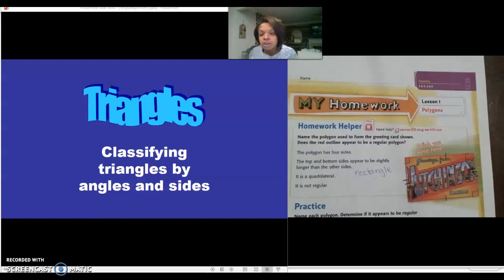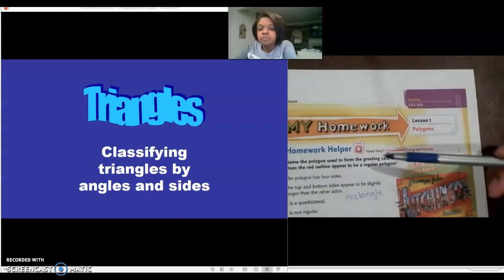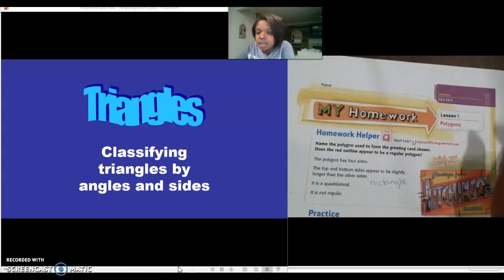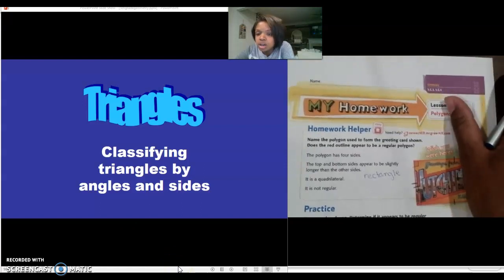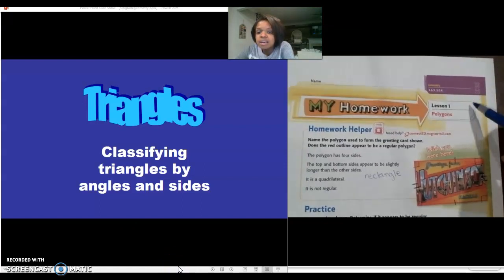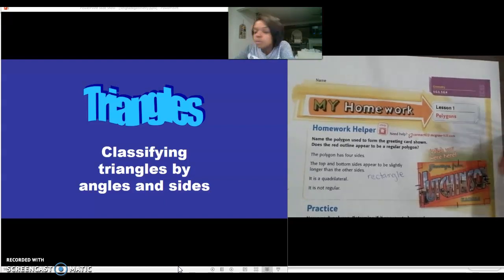Make sure you grab this paper and put it in front of you so that we can go over it together. Alright, so let's look at it. At the top it says, name the polygon used to form the greeting card shown. Does the red outline appear to be a regular polygon? Okay, so let's see. We know that a regular polygon has to have congruent sides and congruent angles, okay?